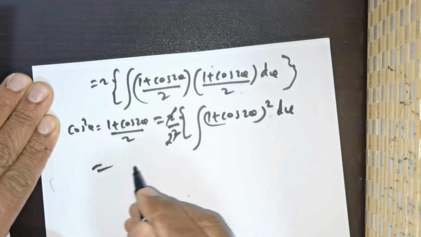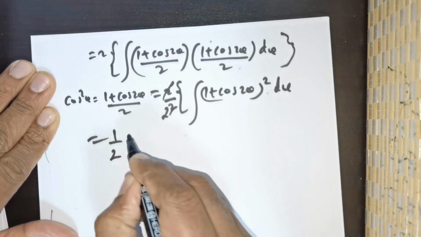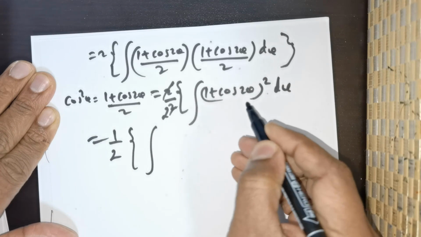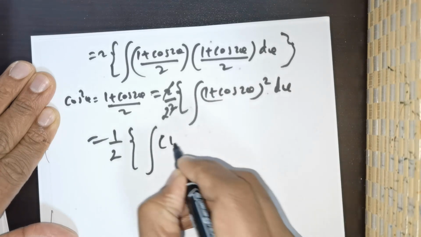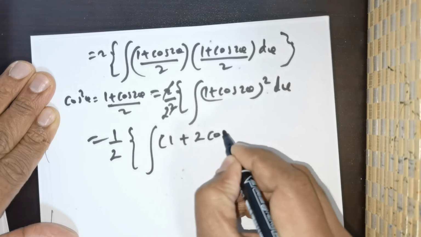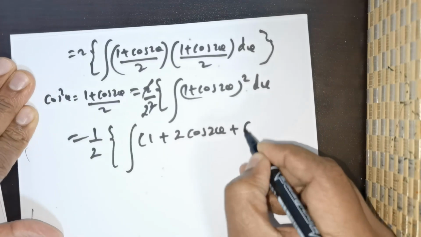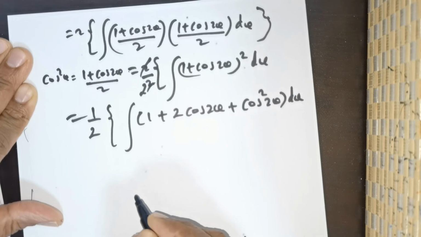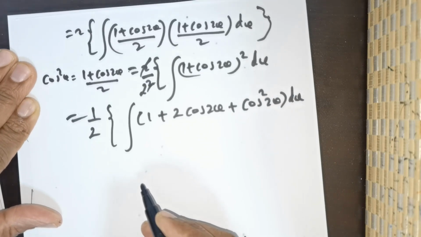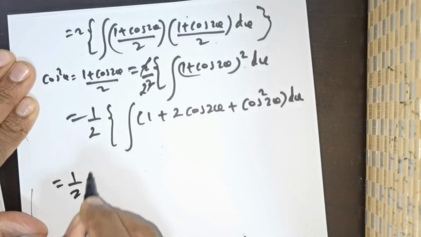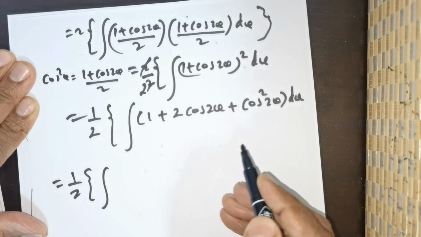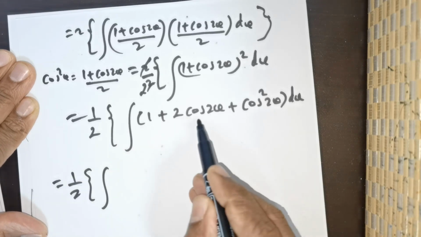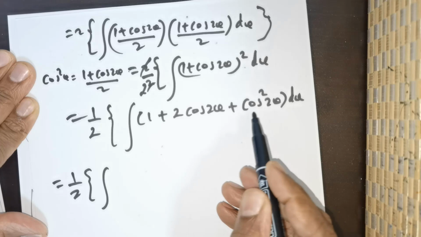A 2 and a 2 can get cancelled, giving me 1 over 2 times the integral of (1 plus cos 2 theta) squared. You expand this, you get 1 plus 2 times cos 2 theta plus cos squared 2 theta, times d theta. So this is equal to 1 over 2 times the integral. Now this can be integrated, this can also be integrated.